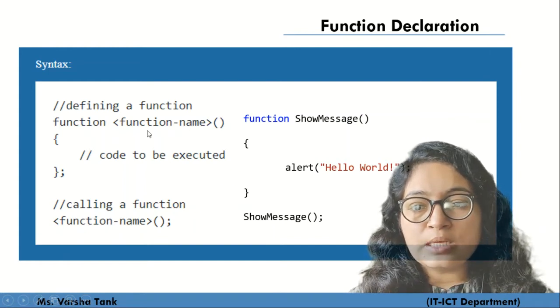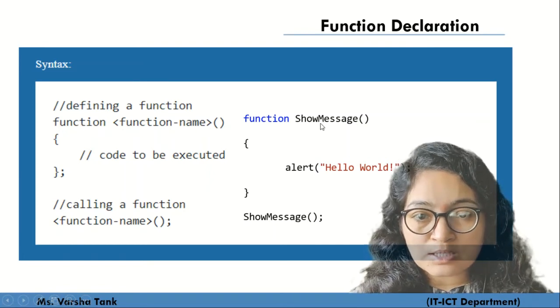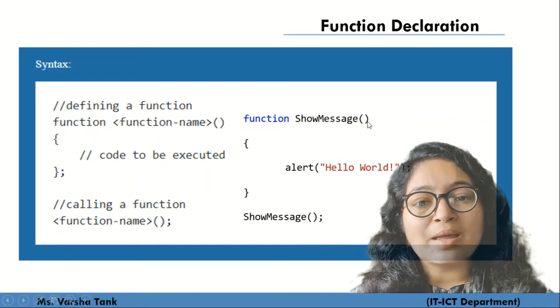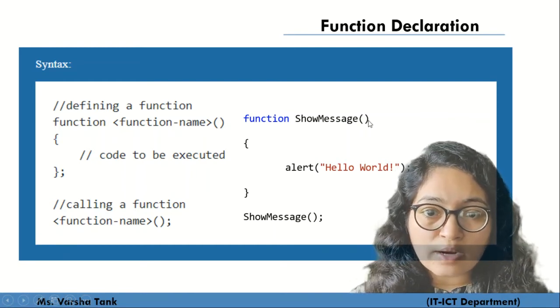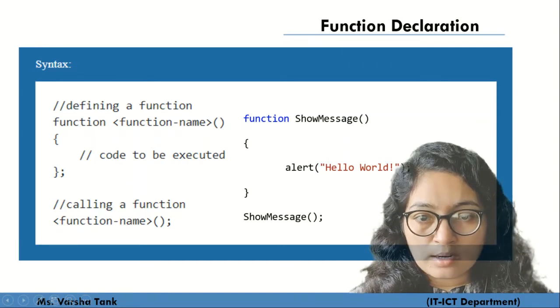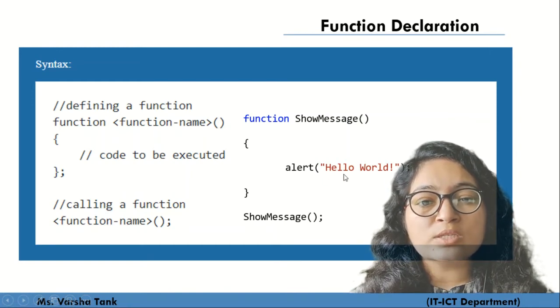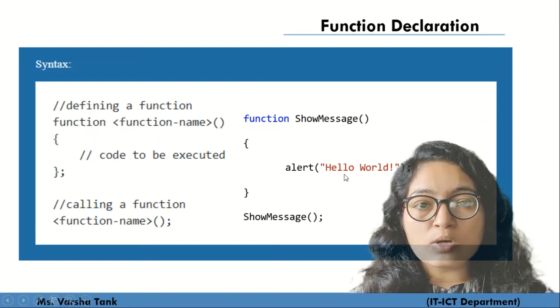Here you can see I have defined the function using the function keyword. Then you have to write the function name, showMessage, and the parentheses, which are compulsory. In this you have written alert hello world, which is the code to be executed. So whenever we call this function, it will just display hello world in an alert box.